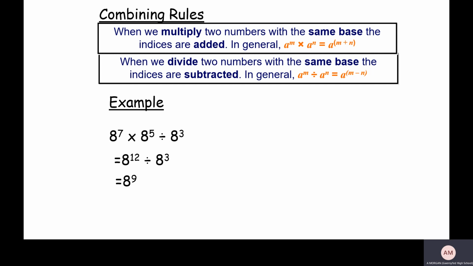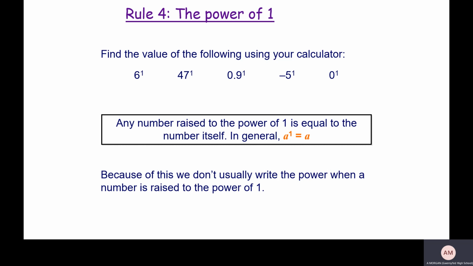Okay, let's look at the next rule. So the next rule is a nice easy one. It's the power of 1. Now if you work these out on your calculator, 6 to the power 1 should get 6. 4.7 to the power 1. Well, 47 to the power 1, you should get 47. You should get all of those giving you the same number, just without the power of 1 anymore. So when you've got power of 1, we don't need to write it.